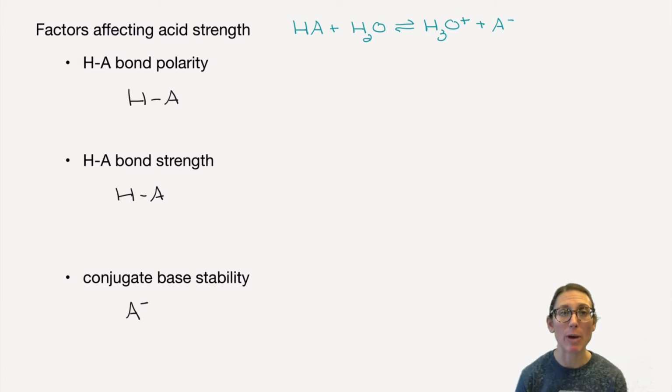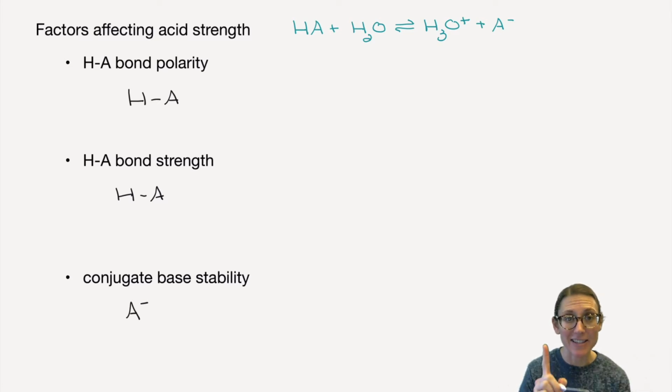Let's start by talking about bond polarity. Remember that in a covalent molecule, the atoms are held together by the attraction between the nuclei and the shared electrons. But those electrons are not always shared equally. If the hydrogen and the atom to which it is attached in the acid, we'll call that one A, do not share the electrons equally, then you're going to see results in the strength of the acid.